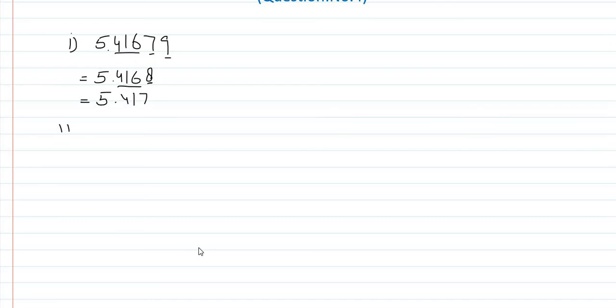Now I am solving part number 2. Part number 2 is 11.10365. We have to round off till 3 decimal places. 11.103, as 5 is equal to 5, so we add 1 digit in 6, we get 7. 7 is greater than 5, so we add 1 in the next digit, 3 plus 1 is equal to 4.